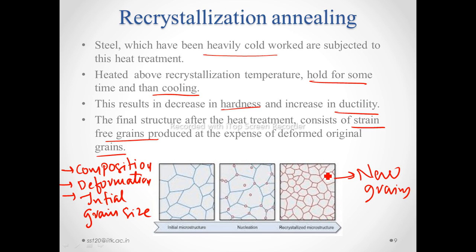If you want to get a finer, smaller grain size, we need to have a heavily deformed microstructure, heavily deformed samples. These deformed structures are helpful for nucleating the new grains. They act as nucleation sites, and hence the new grains will be generated at these sites and result in finer grains. And these finer grains will have better mechanical properties.